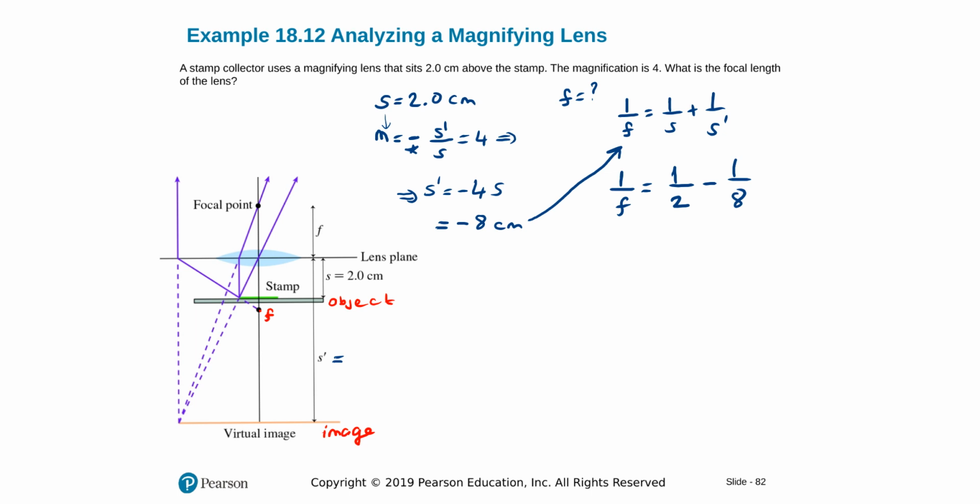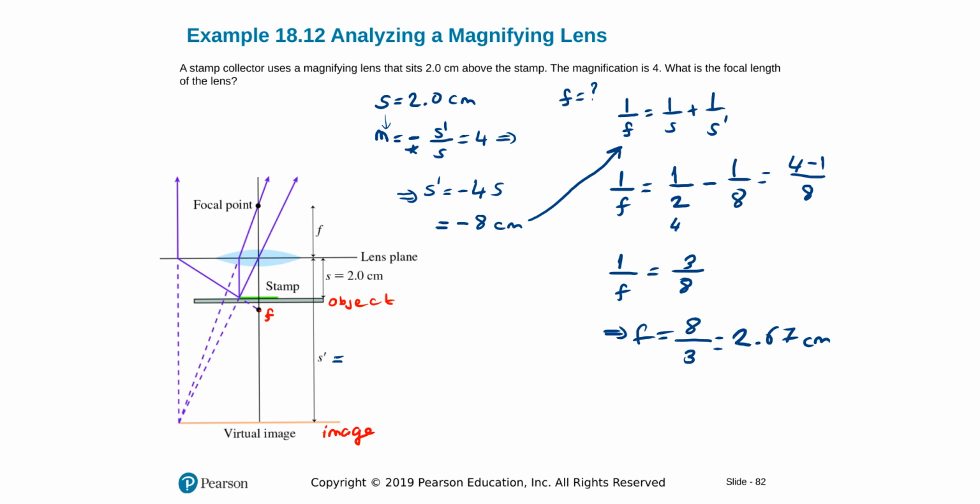That will give me, I multiply this by 4, I'm going to have here 4 up there minus 1 over 8. So 1 over F is equal to 3 over 8. Inverse of that would give me F, so 8 over 3. That should be about 2.67 centimeters. So that's the thin lens equation.